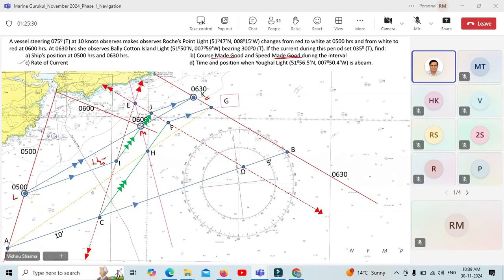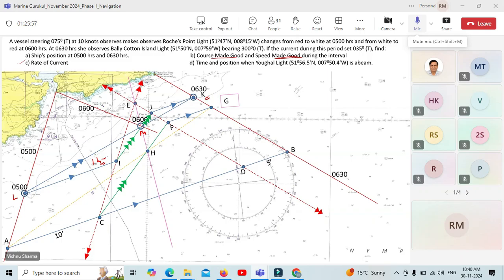Okay. Then what does he say? Time and position when Yogal light is abeam. Guys, how do we solve the last part? That has nothing to do with this method. Somebody has to tell me the method hereafter. How do we do part D of it? It has got to do with what you have already done so many times in the earlier classes with me.